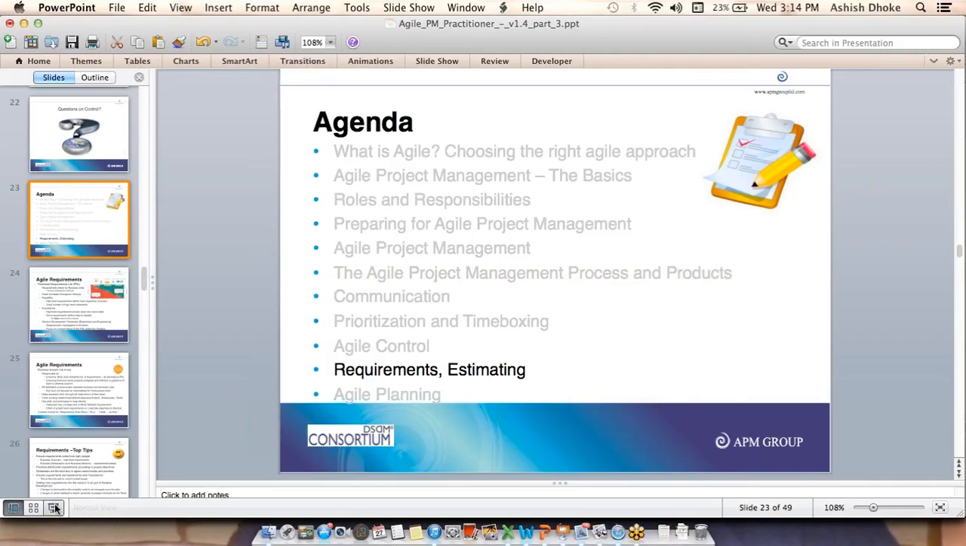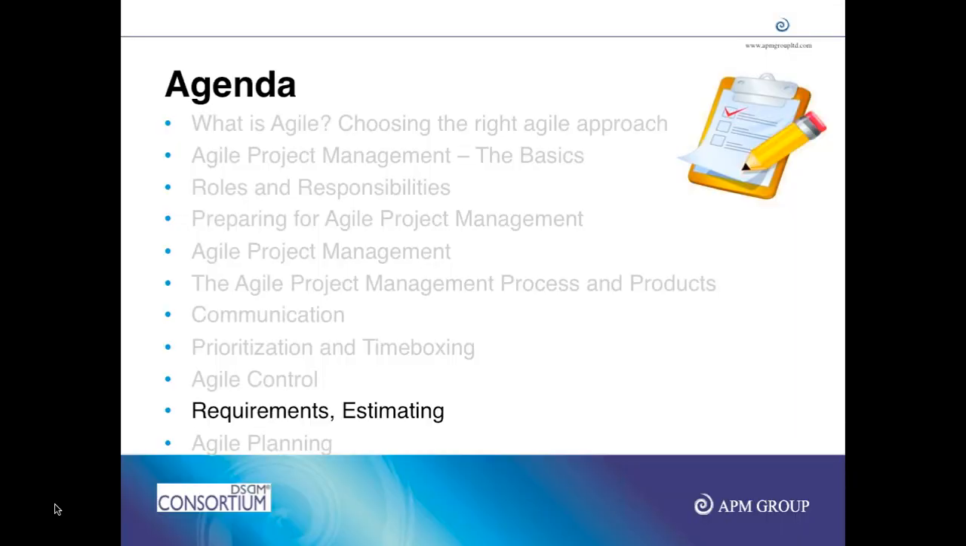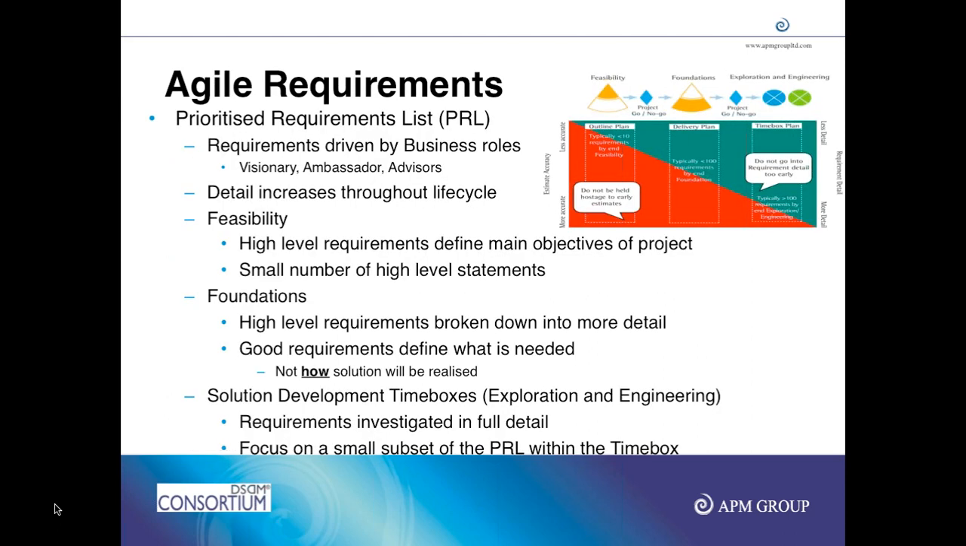Let's discuss what it is and what the book says about requirements and estimating. So, agile requirements are basically kind of detailed, just in time. What you do is in the very beginning, that is during feasibility time, you identify very high level requirements.